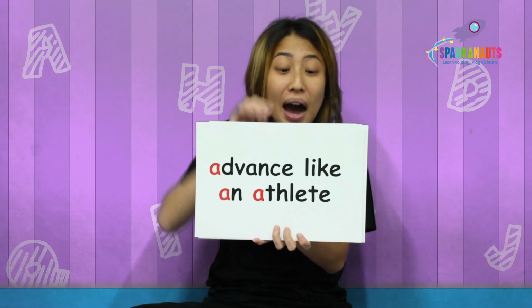Adopt an animal. Advance like an athlete. If you want to be an athlete when you grow up, you need to run really fast. And that's how you can advance like an athlete. Alright? And those are my verbs beginning with the letter A.